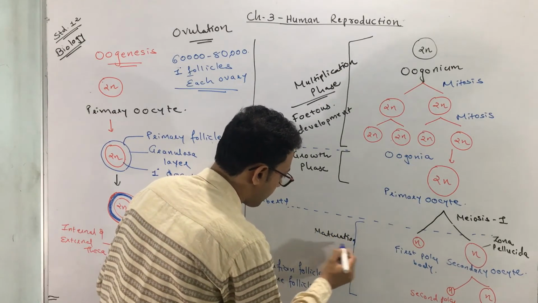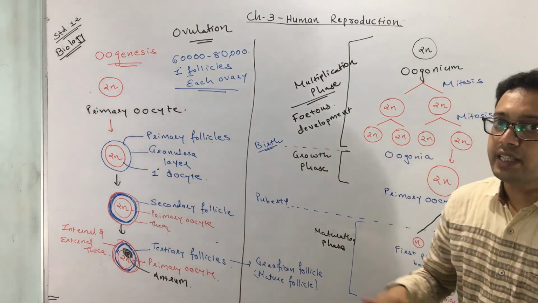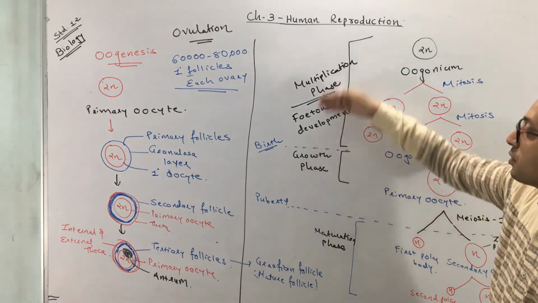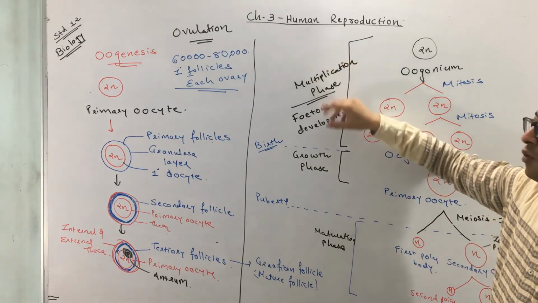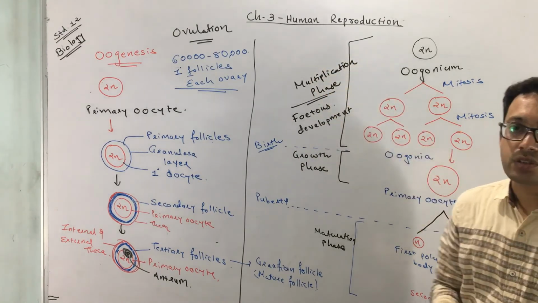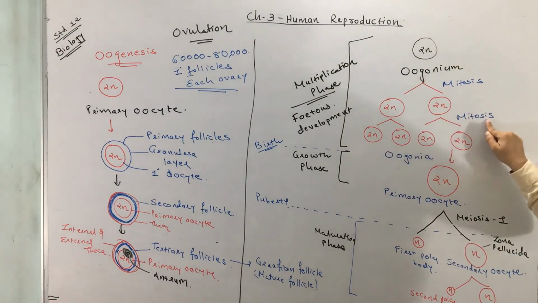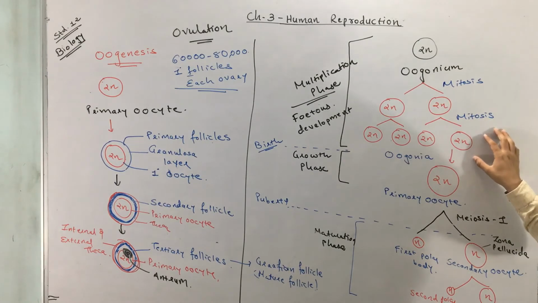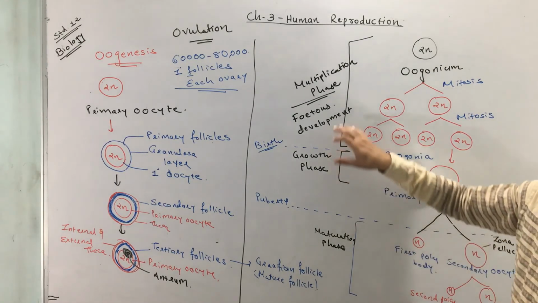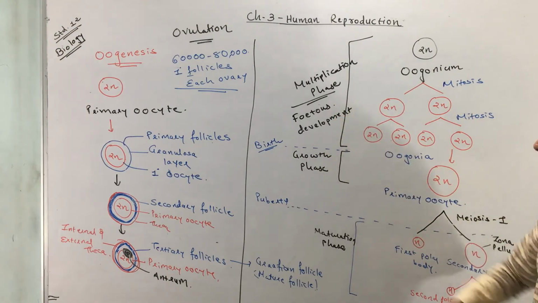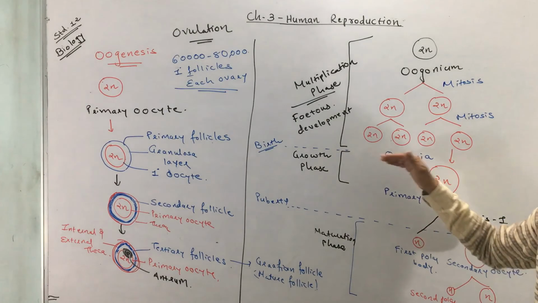The multiplication phase occurs before birth. Before birth this process starts, which means when the baby is developing in the womb, the process is already finished. In that, the oogonia multiply by the mitosis process and many oogonia are formed, I think millions of oogonia. The process occurs during the fetal development. After birth, no more oogonia are added.